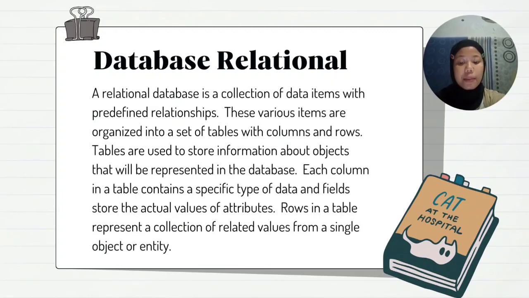Each column in a table contains a specific type of data, and fields store the actual values of attributes. Rows in a table represent a collection of related values from a single object or entity.